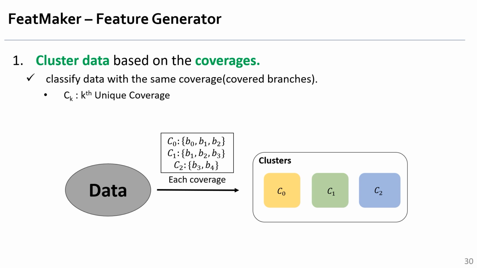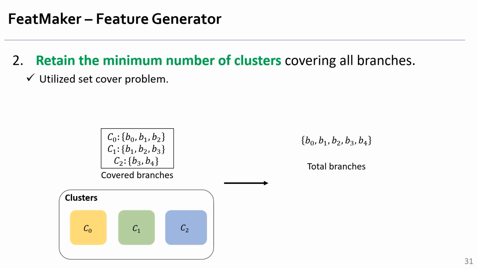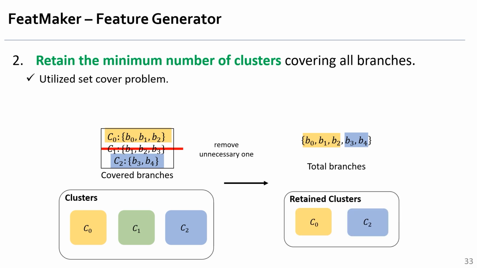Then FeatMaker retains the minimum number of clusters that is necessary to cover all the covered branches. We utilize the set cover problem in this step. In the example on the slide, there are 5 branches in total, and we can cover all of them with 2 clusters, C0 and C2. So FeatMaker considers C1 an unnecessary cluster and removes it from the cluster set.